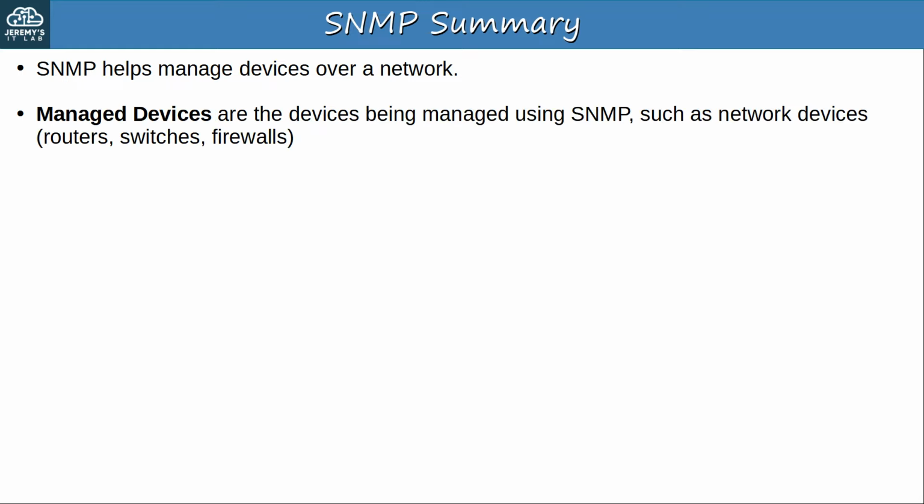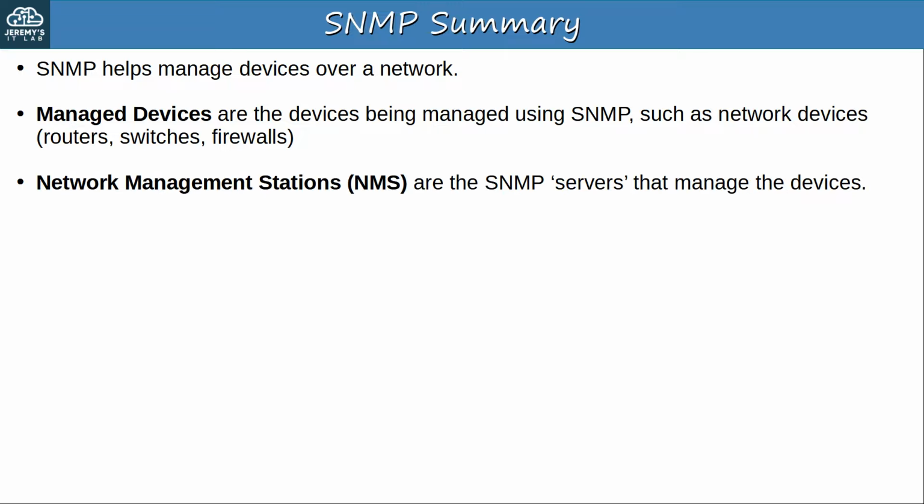So before moving on to the quiz, let me summarize what we covered. SNMP helps manage devices over a network. There are two main components of SNMP. The managed devices are the devices being managed using SNMP, such as network devices, for example routers, switches, and firewalls. The network management stations, NMS, are the SNMP servers that manage the devices. The NMS receives notifications from managed devices.